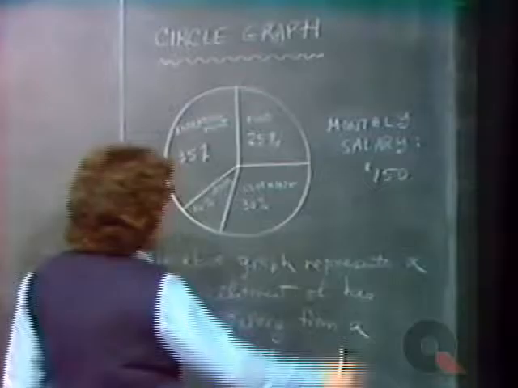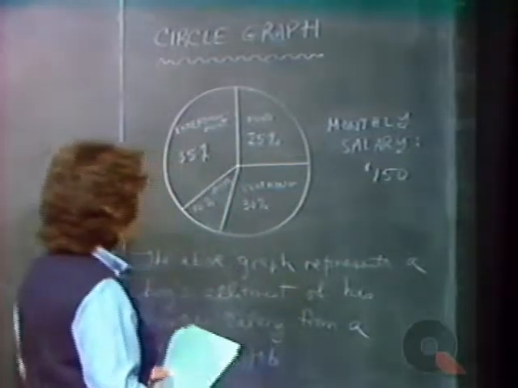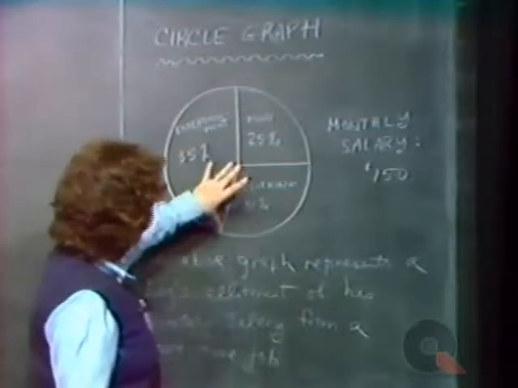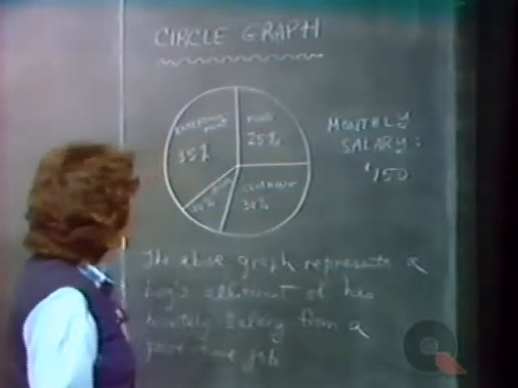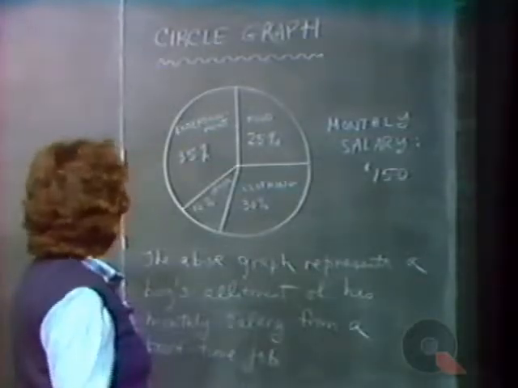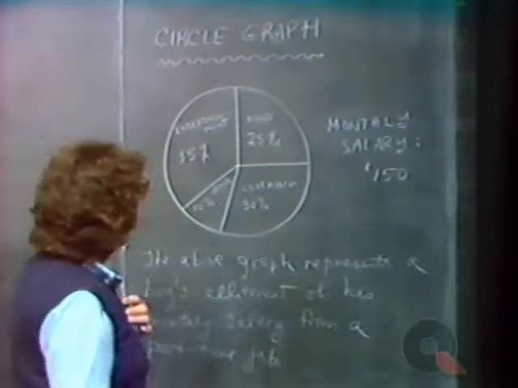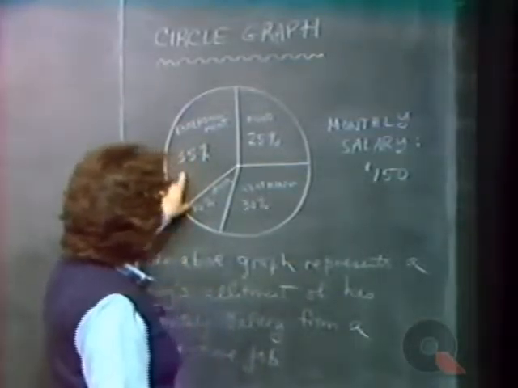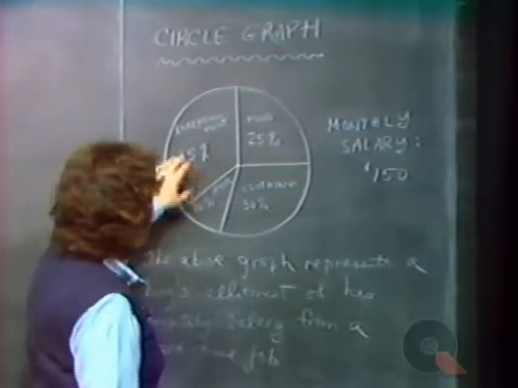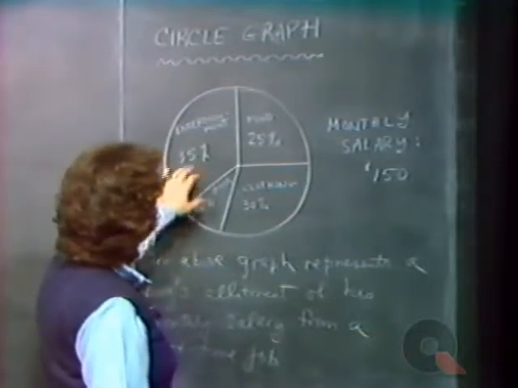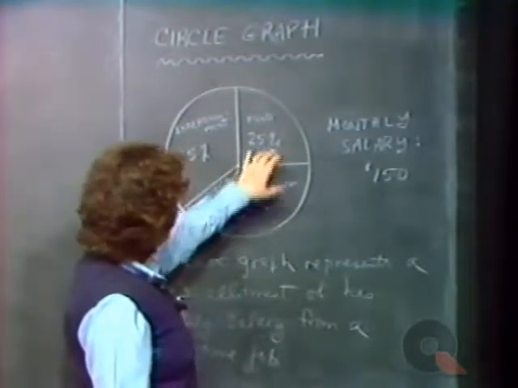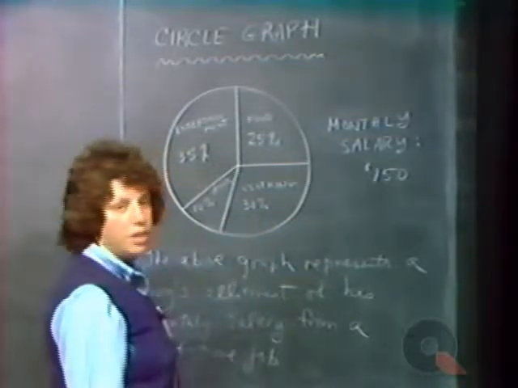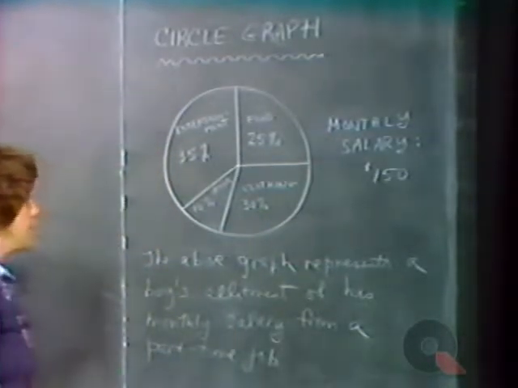Okay, we see here his monthly salary is $150. What we've done is we've taken a circle, sort of looks like a pie, and we've broken it up into portions to indicate how much of his salary he spends on various items. His main items that he spends money from his part-time job on are entertainment, 35% of his money. He goes to movies, goes out. Food, 25%. Clothing, 30%, 10% other. Could be money he saves or whatever.